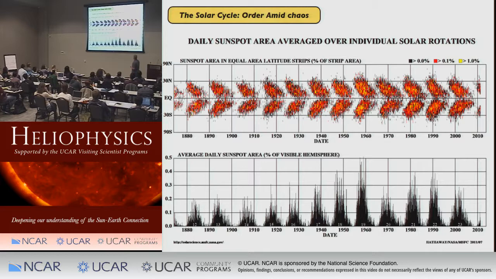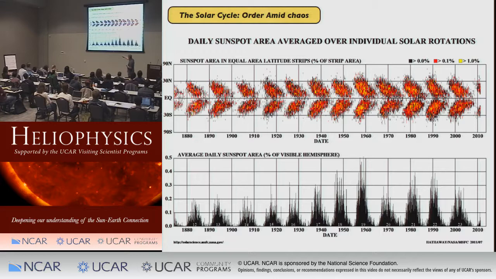But you can follow these things back. And so again, sunspots come out at mid-latitudes. As time goes on, they get closer and closer to the equator. And when they're at mid-latitudes, that's when the sunspot number is maximum. So this is the number of sunspots, determined by the area percent of the visible hemisphere covered by sunspots. And it goes up and down every 11 years. So the sunspot cycle is 11 years.